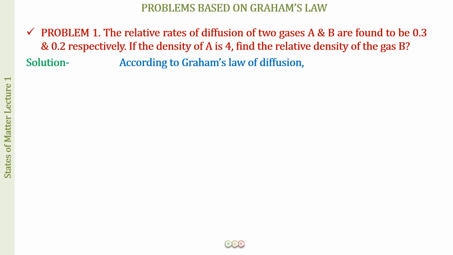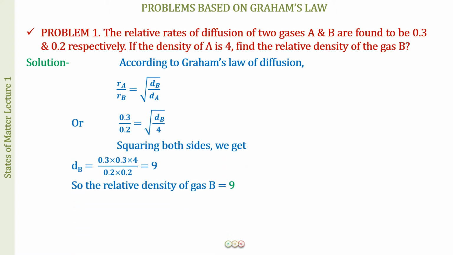So this is a very direct application of Graham's law itself. According to Graham's law, we have R_A, the rate of diffusion of gas A, divided by R_B, the rate of diffusion of gas B, equal to the square root of d_B by d_A, where d is the density of a gas. Right? So you just put in the values given to you, and you will find the relative density of gas B comes to 9. I hope this is a very simple, direct application of the law itself.